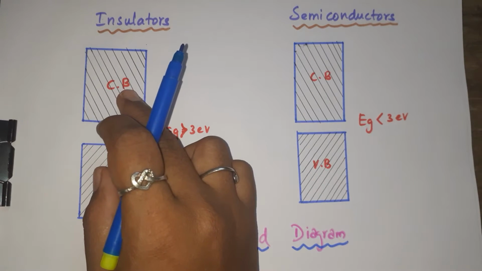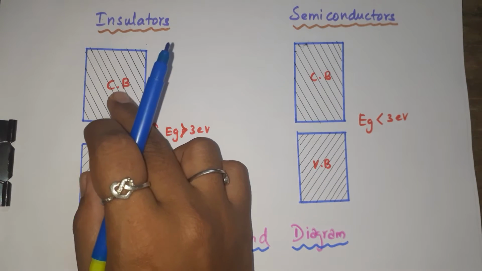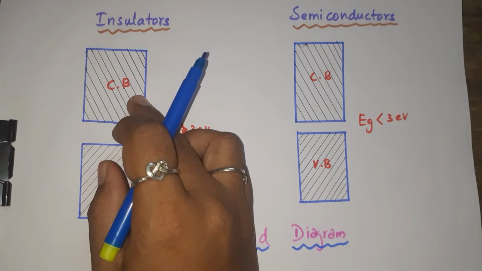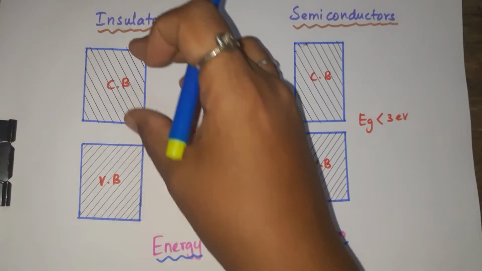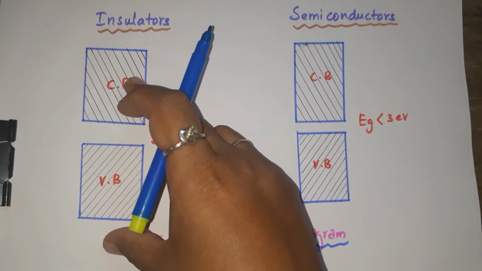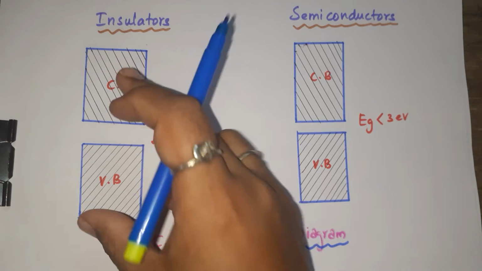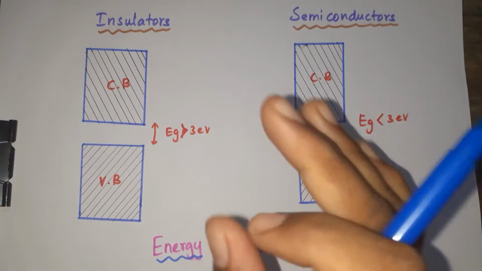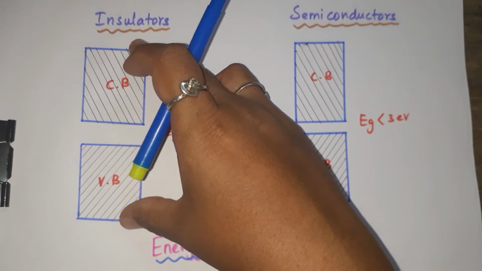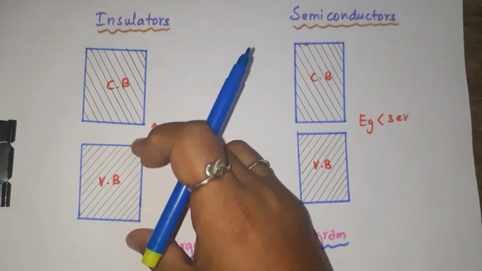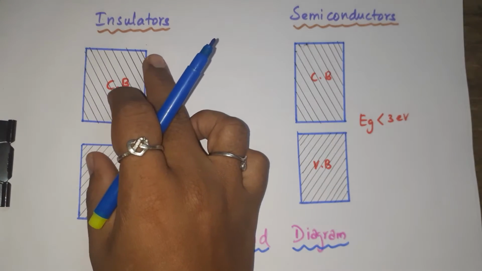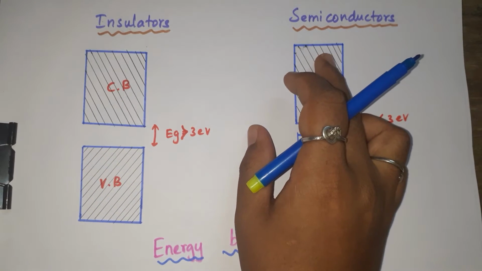In the case of CB, the conduction band is the energy band above the valence band. These are closely packed. A group of closely packed energy levels is called an energy band, as I told you in conductors. So here we'll discuss insulators and semiconductors.